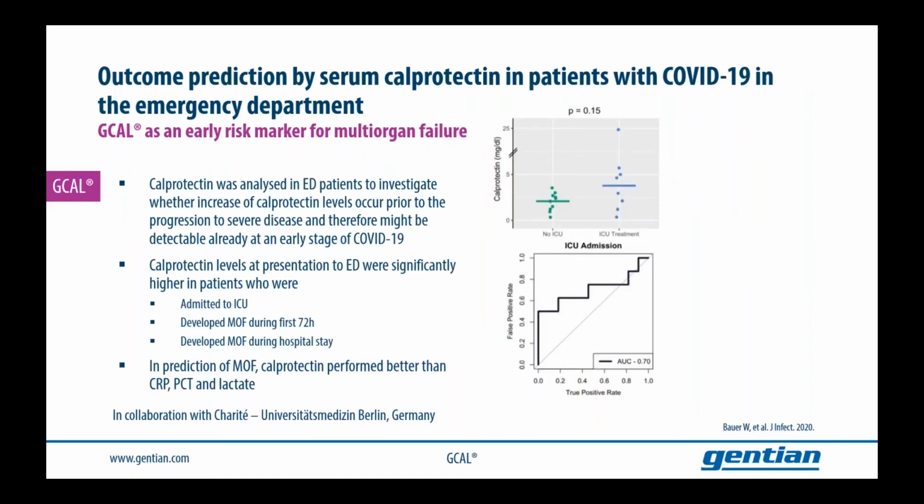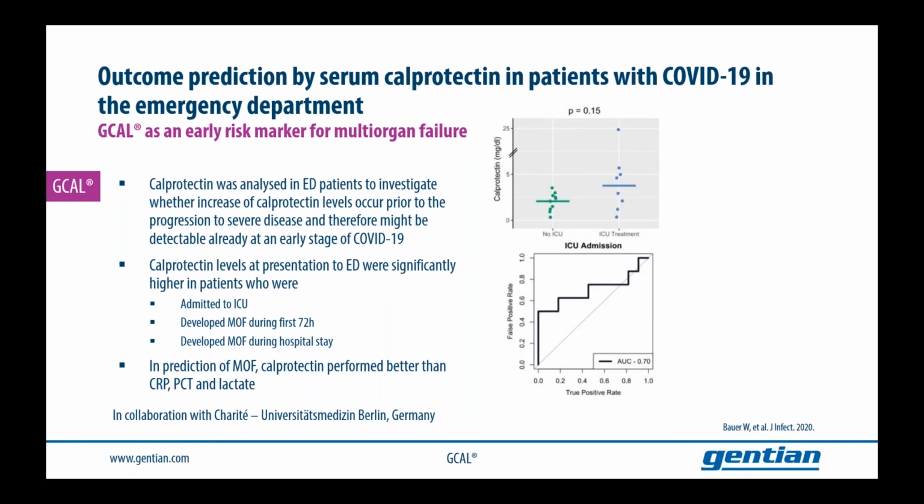The correlation between calprotectin and risk for organ failure was confirmed in a study performed in collaboration with Charité University Hospital in Berlin, where calprotectin was studied in patients presented at an emergency department. The aim of this study was to investigate whether increase of calprotectin occurs prior to the progression to severe disease and therefore may be detectable already at an early stage of COVID-19 disease.